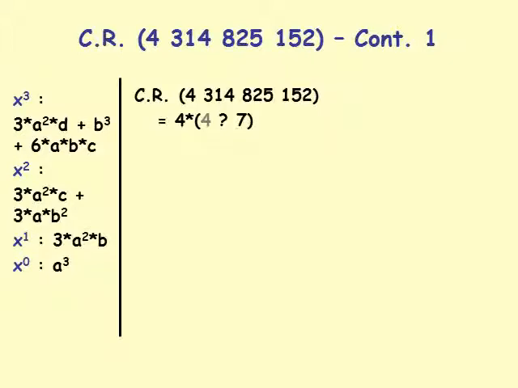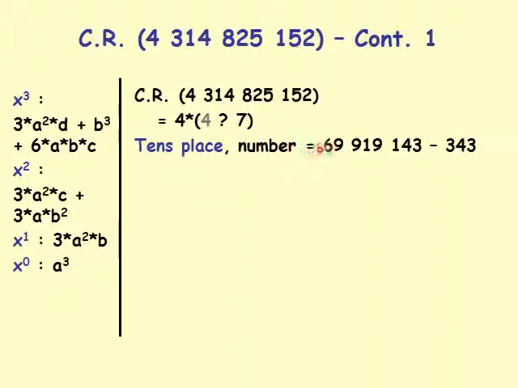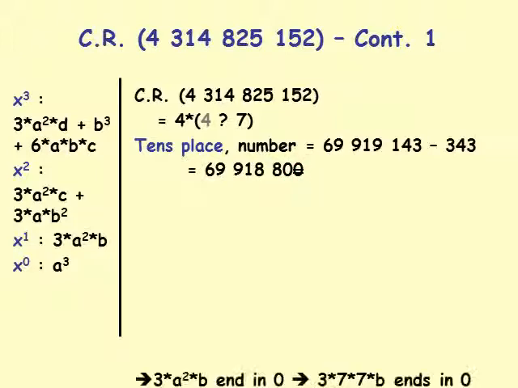Okay. So we continue here, and we have a 7 here, and the middle digit we don't know. 4 is the left digit we know, but we're trying to confirm that. Okay, let's continue. The tens place number is now 69,919,143 minus 343. The contribution from 7 was a cubed, which was 343, and so we are going to subtract that here. So that's giving me 69,918,800, and we are working on the tens place, and the units place we have already used, so we cross that out. Let's continue here.